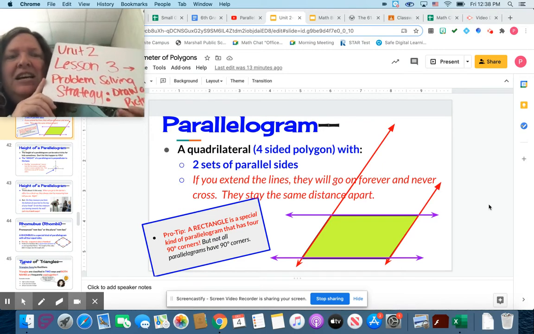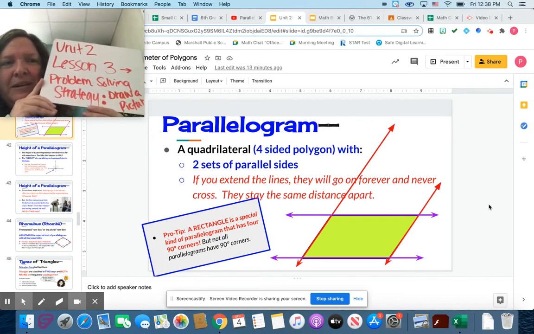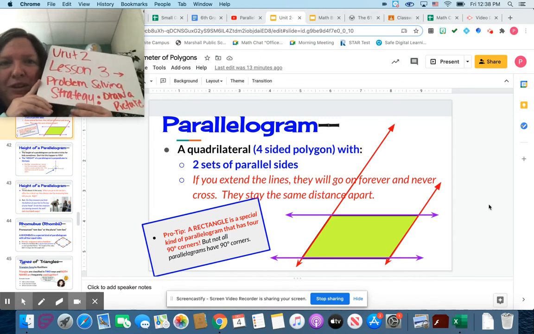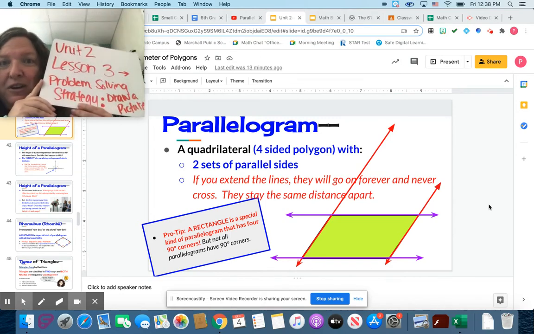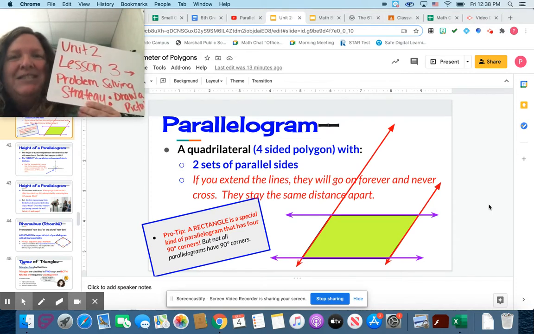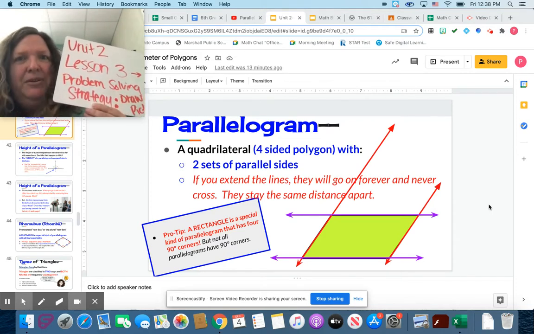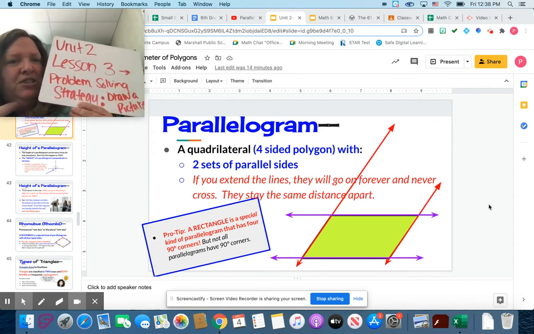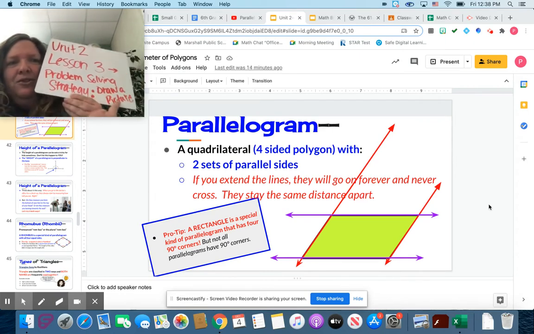And today's lesson is going to focus on not only helping us understand parallelograms, the base and the height, what the formula is, and identifying rhombi, but we're also going to focus on problem-solving strategies because there's lots and lots of problems here that need strategies to solve them. The strategy we're going to focus on: drawing a picture.